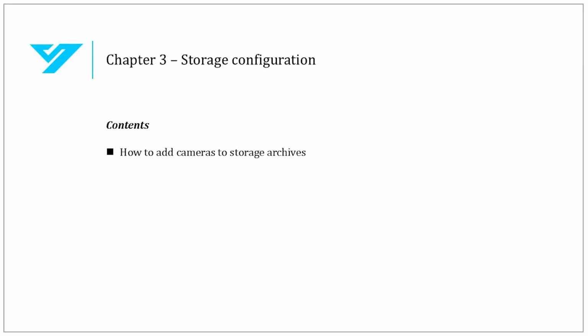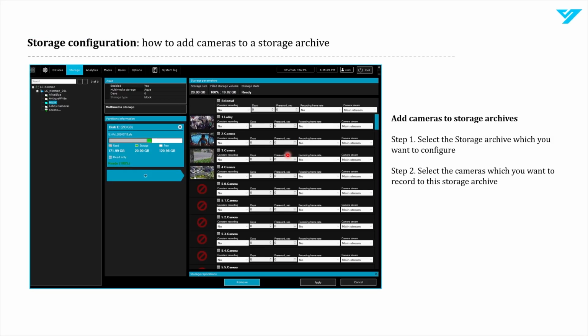Now that you have successfully created some storage archives, it is time that we add some cameras to the storage archives so that the recordings can start properly. To do this, we need to first select a storage archive, and then select the camera which you want to record to this storage archive.